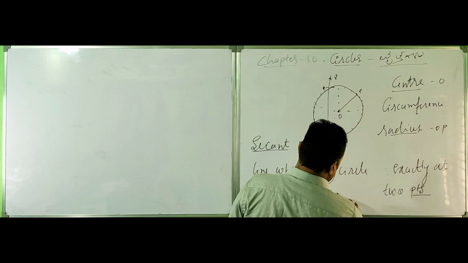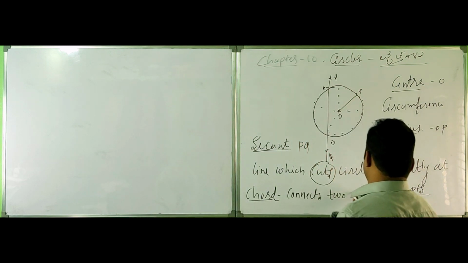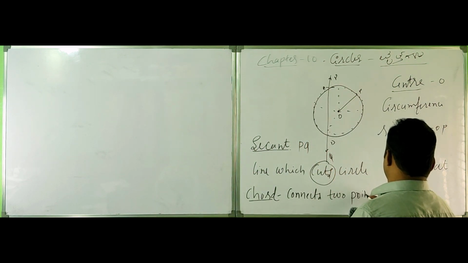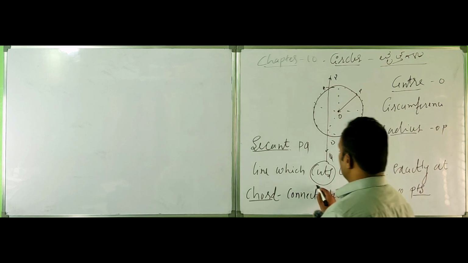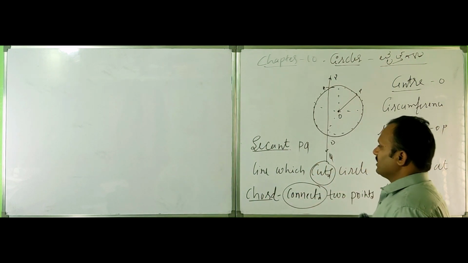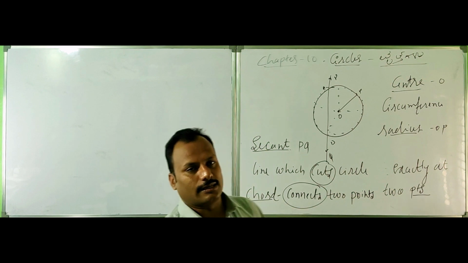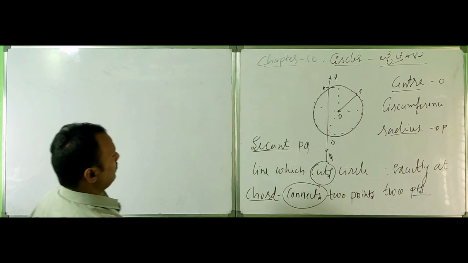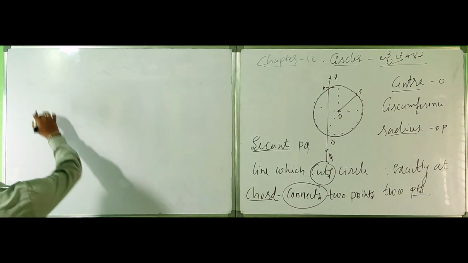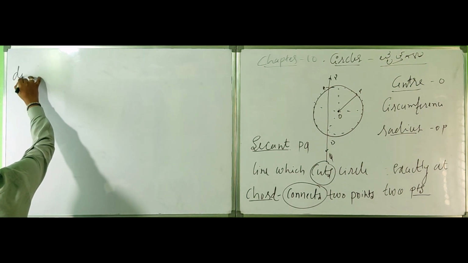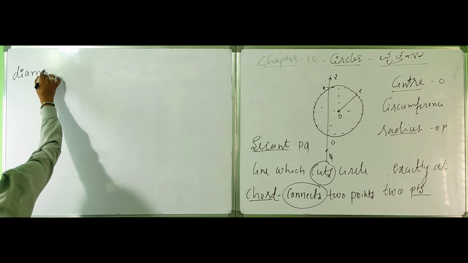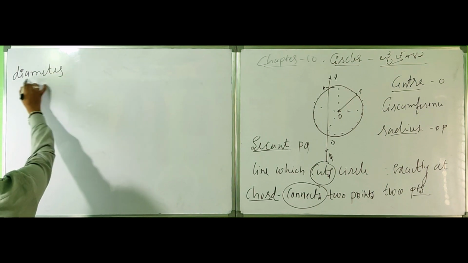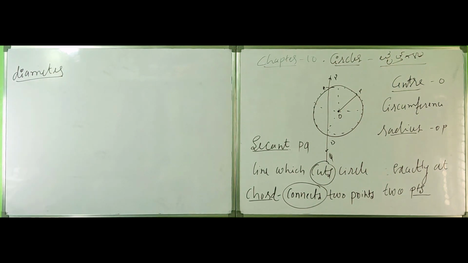Very important. What is the secant doing? It cuts the circle. What is the chord doing? It connects the points, right? Then diameter means again 2 points, but passing through the center.